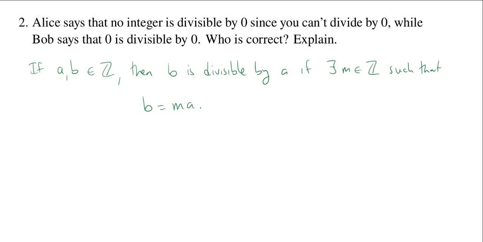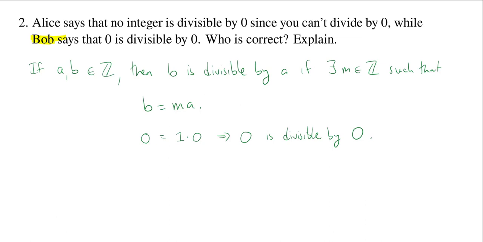All right, well, Bob says zero is divisible by zero. What would that mean? That'd mean I could replace both the B and the A with zeros. And now I have to find something that I can multiply zero by to get zero. And of course, you can use anything you like. So how about we'll use one? All right, zero is equal to one times zero. This implies that zero is divisible by zero. Okay, so in this case, Bob is the winner.